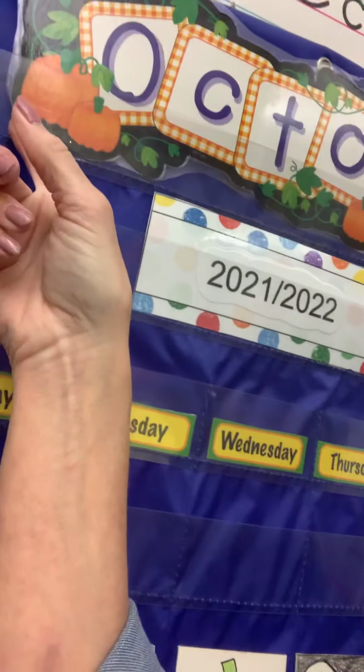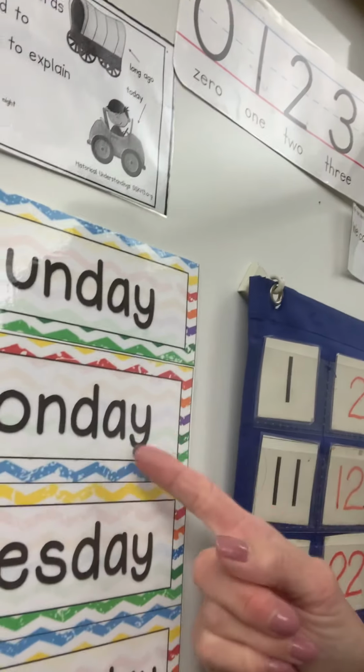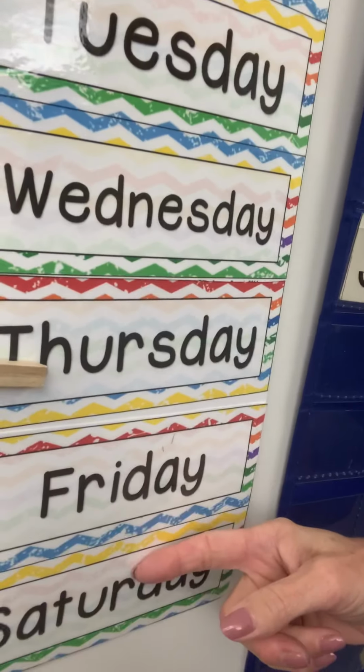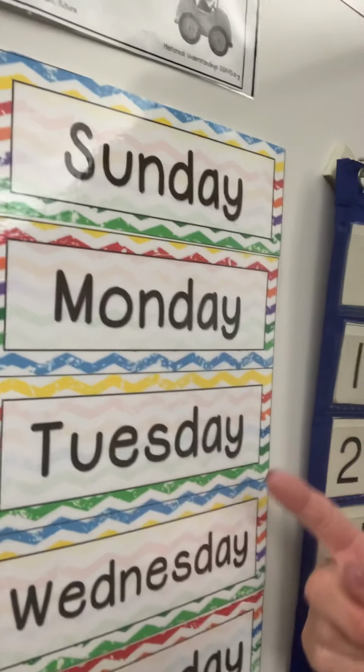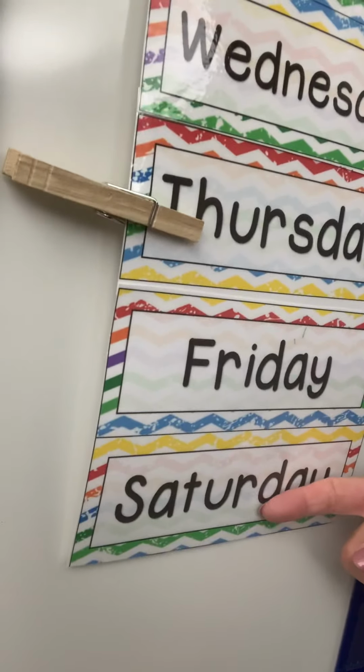Say, today is October 8th, 2021. All right, good job. Okay, say, oops, I forgot to do these. We're going to sing Sunday, Monday. Ready? Sunday, Monday, Tuesday, Wednesday, Thursday, Friday, Saturday. Sunday, Monday, Tuesday, Wednesday, Thursday, Friday, Saturday.